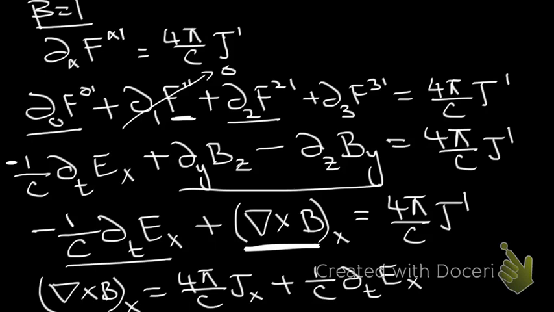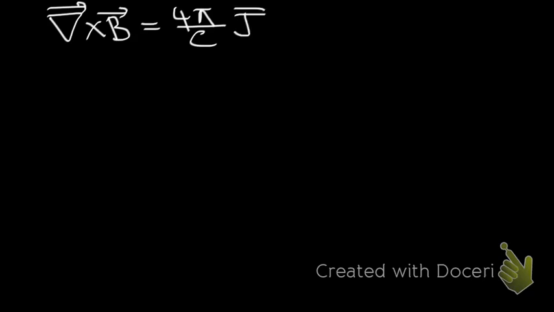So if you look at this equation, it has all the x components, but in general we can write it directly as the curl of B, as a vector. So let's go ahead and do that. What we would have generally is curl of B equal to 4 pi over c j plus 1 over c time derivative of my electric field E, so in the vector form.